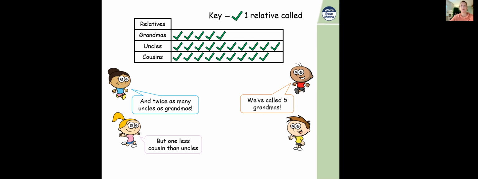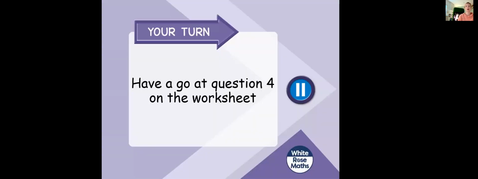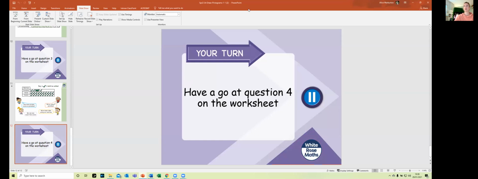Lots of information there that we had to unpick, wasn't there? But we got there. We can do it. Sometimes with these word problems, we can panic because we lose confidence that we might not understand them, or we might not be able to read the words, but you can because you're really, really good readers now. I think the key is take your time and read it through. If you're a bit stuck, read it through a few times so you know you understand it. Have a go at question 4 on the worksheet. See how you get on.